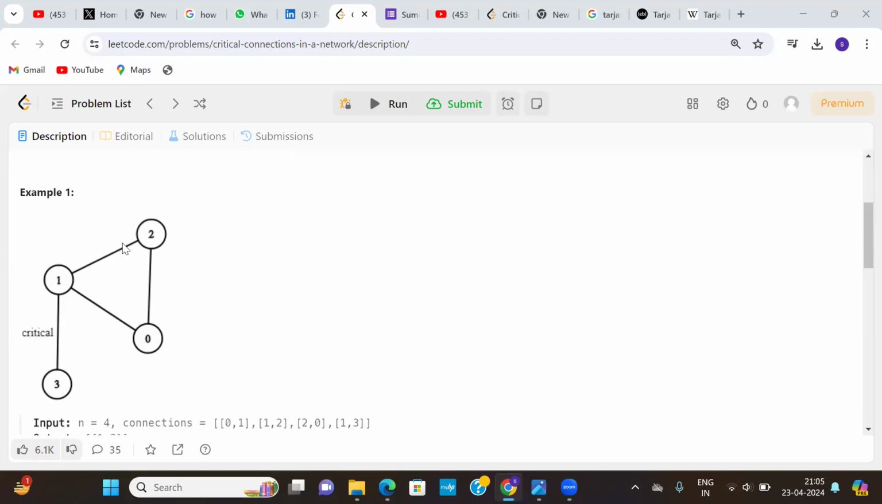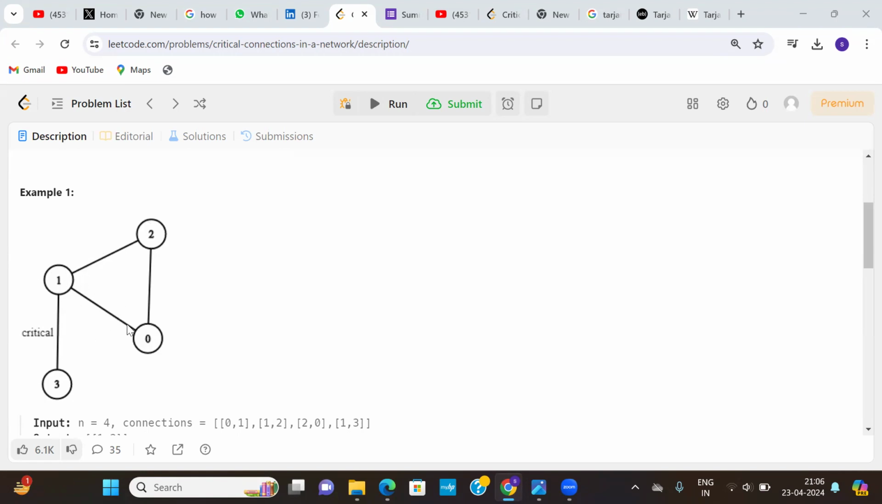See, if I remove this particular connection connecting 1 and 2, will the servers become unreachable? No, because I can still reach 2 via this path, 1 to 0, 0 to 2. So if I remove this connection 1 to 2, I can still reach the servers. It means this connection is not a critical connection.